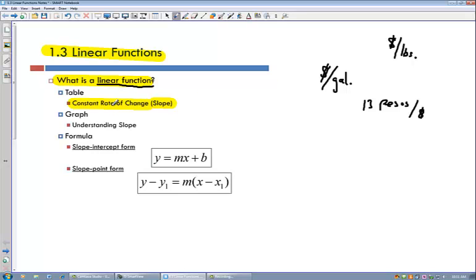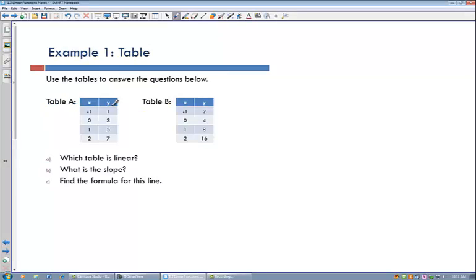Let's take a look at an example of this, because I know everybody in here has seen linear functions before. We want to use the tables below to answer the questions. I give you 2 tables, table A and table B, and we want to determine which table is linear. Take a moment and look at the 2 tables, and hopefully you can see they are slightly different. In table A, when the inputs change by 1, the outputs are changing by what? You go from 1 to 3 to 5 to 7. So hopefully you say, I'm adding 2 each time, which is a very simple idea.